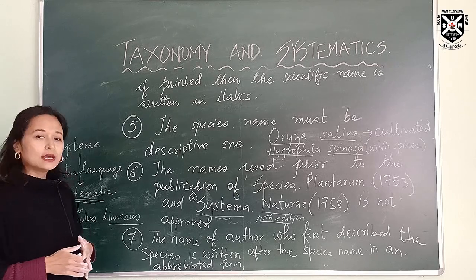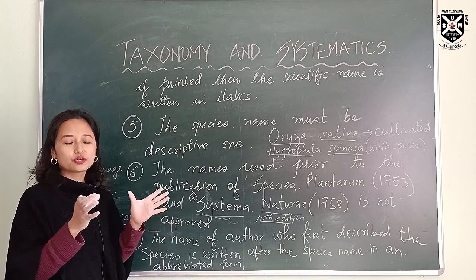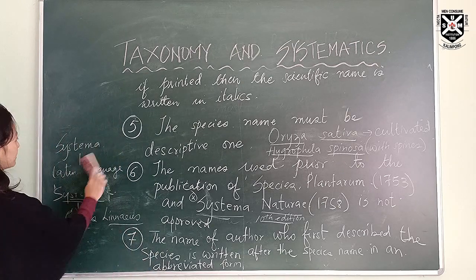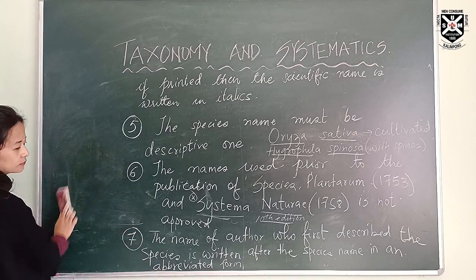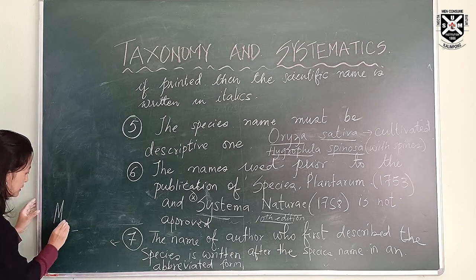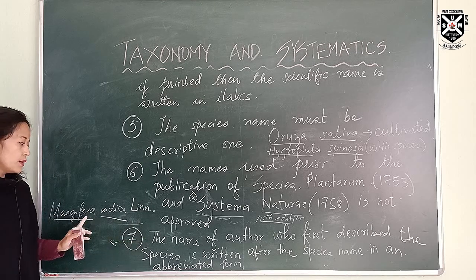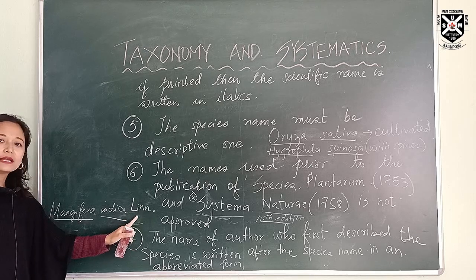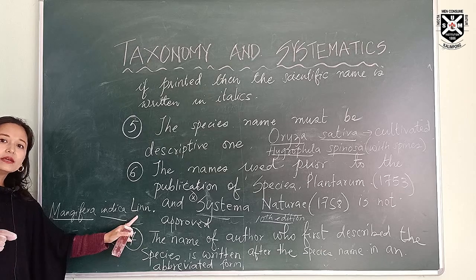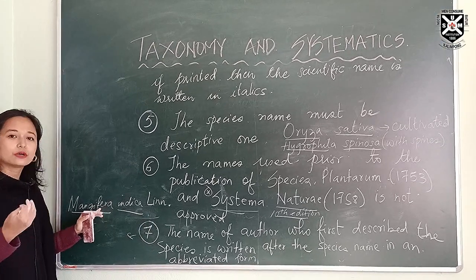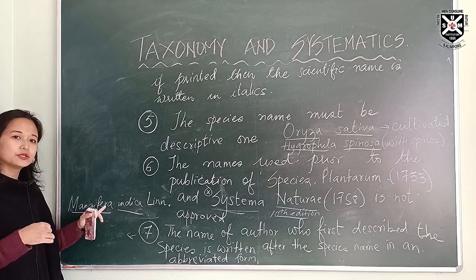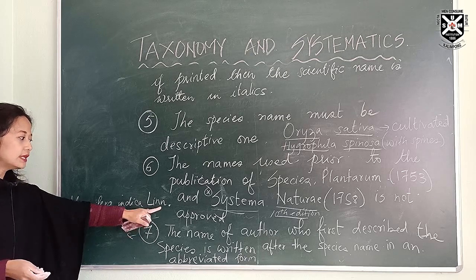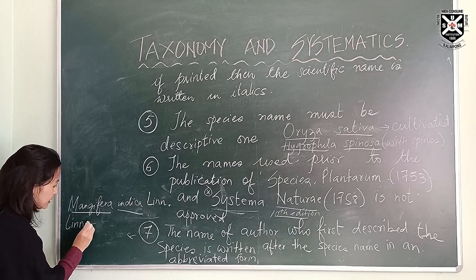The next point is that the name of the author who first described the particular species is written after the species name in an abbreviated or short form. For example, in case of Mangifera indica, after the species name I have written Lin. Lin is an abbreviated form of Linnaeus. So Linnaeus is credited with the description of this mango. Therefore, when he first described this species, his name is also written after the name of the species in an abbreviated form. So Lin here stands for Linnaeus.